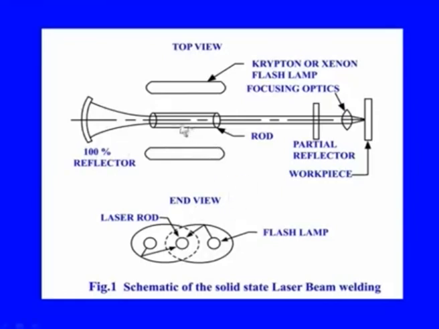Now, this lasent is being excited by some additional energy. This is the additional energy supply system, generally krypton or xenon flash lamps. They pump energy in the form of light waves, which will be responsible for causing the population inversion. What is the situation called population inversion?